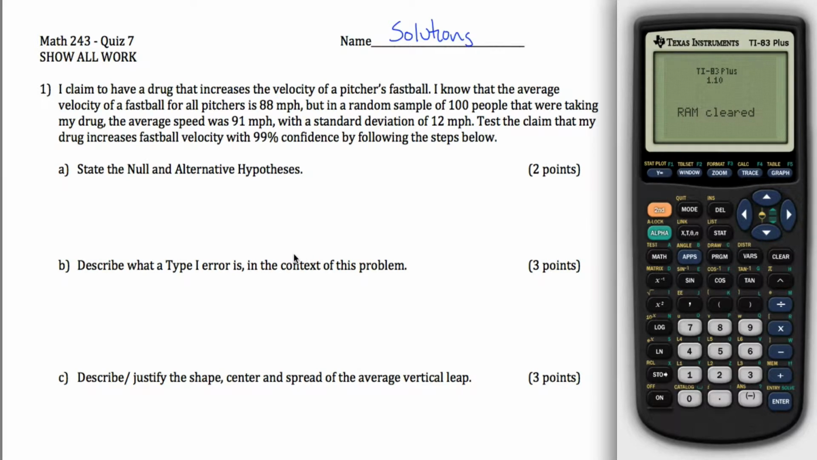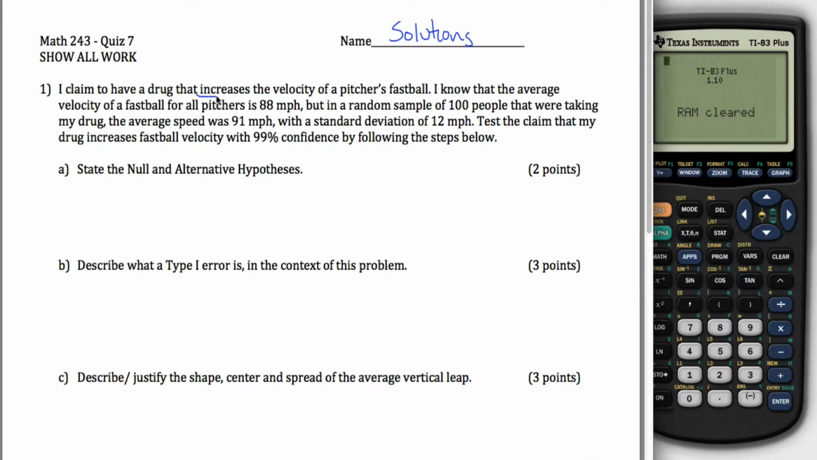Quiz 7 solutions for Math 243. This is our introduction to hypothesis testing. So let's see, there's a claim being made. I claim to have a drug that increases, which will be a keyword later on, the velocity of a pitcher's fastball. I know that the average velocity of a fastball for all pitchers is 88 miles per hour.